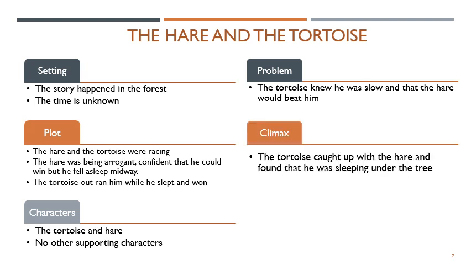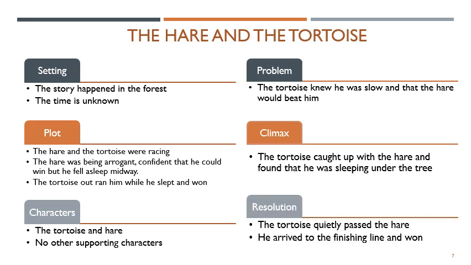So the climax of the story was that the tortoise finally caught up with the hare and found that he was actually sleeping under the tree. And the resolution was that the tortoise quietly passed the hare, and then he was the one who arrived at the finishing line first and eventually won. Okay, as you can see, even a short children's story has elements, and they fulfill all the elements, so that's why it's a good story. Okay, I hope that's clear.